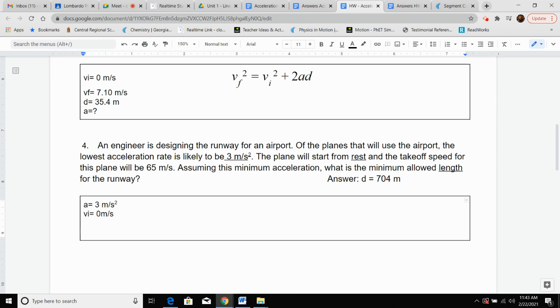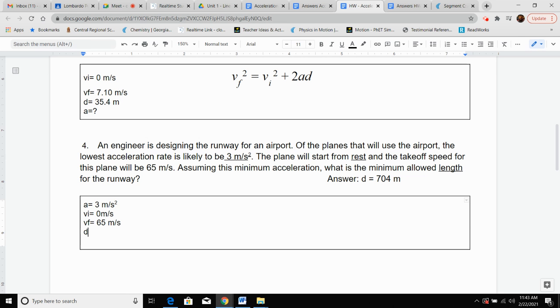And the takeoff speed needed at least will be this 65 meters per second as our VF. Okay, assuming that this is the minimum acceleration, what is the minimum length allowed? So we're looking for D as our question mark. So VI, VF, A, and D, it's going to use this same equation here. It's got all of our variables.